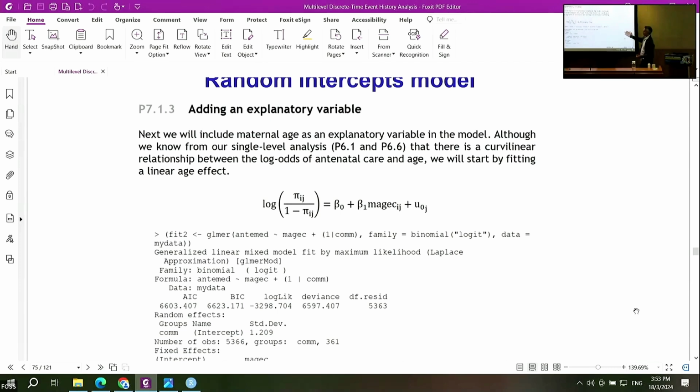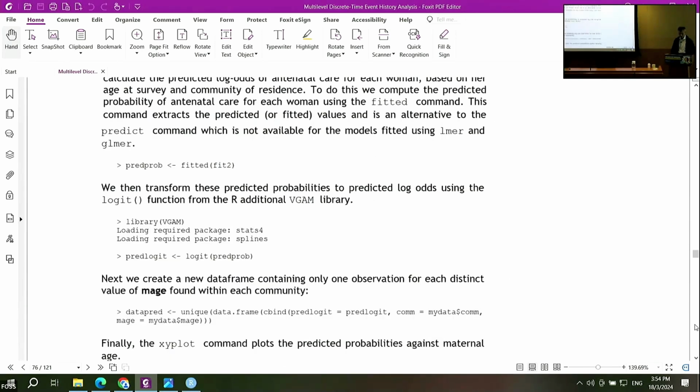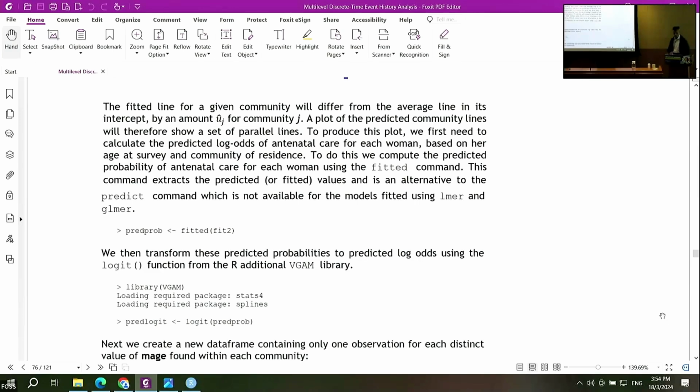That was a very boring model because we don't have any explanatory terms in there, but of course we can add in explanatory variables like mother's age, mother's education, and so on, and see what happens to the variance, especially the variance at the community level, the U0Js. That's what the next few exercises get you to do. It also gets you to calculate the predicted probability. As I said, it's relatively easy once you know how to do it in R.